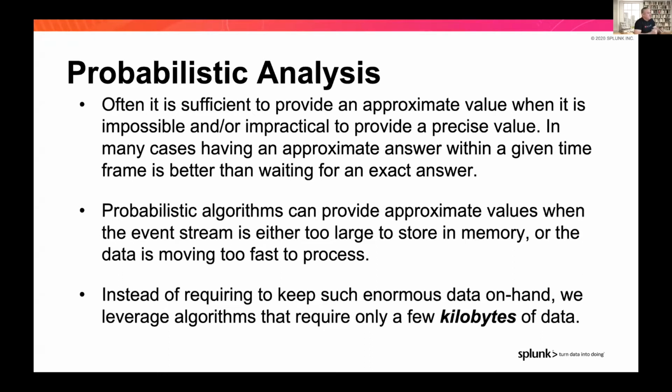So they can give you approximate values when the event stream is either too large to store in memory or the data is just moving too fast to process, right? You don't need to know down to the second how many IP requests have come into your particular server. You just need to know by order of magnitude, tens or hundreds or maybe thousands. That's what I mean by an approximation. You just need to have a rough idea of what you have. And if you're willing to trade off that accuracy, then you can leverage algorithms that require only a few kilobytes of data, which again is great for an edge device where you need to be co-located with a lot of other different services, and you have a very limited memory footprint as well.